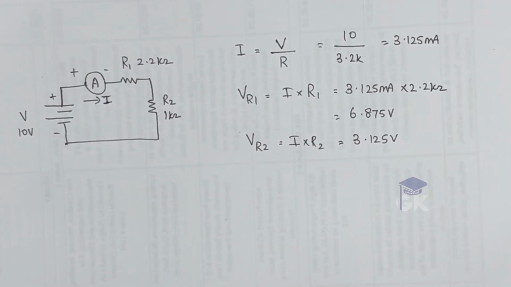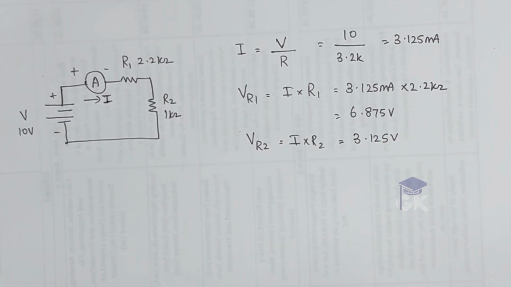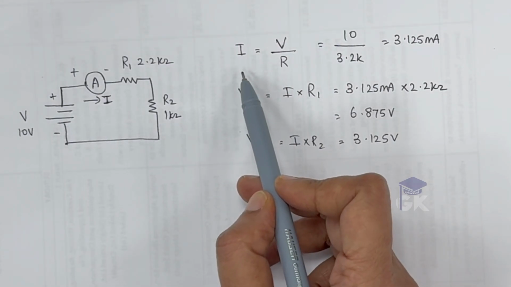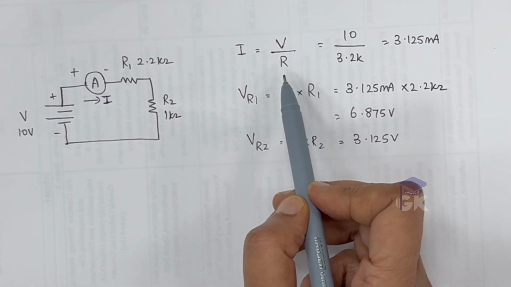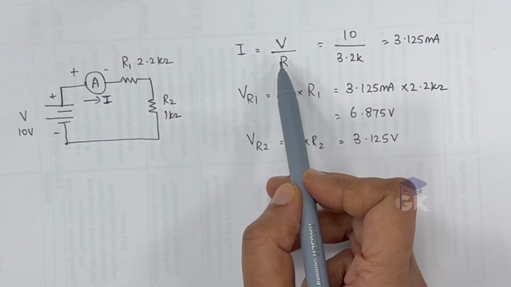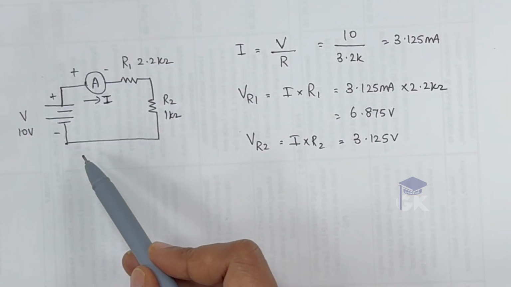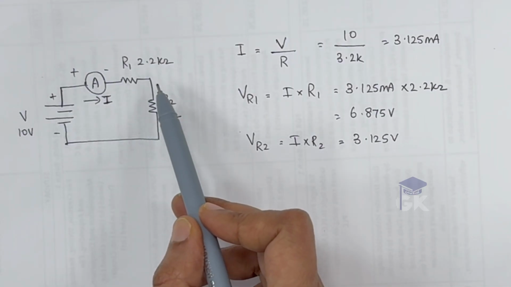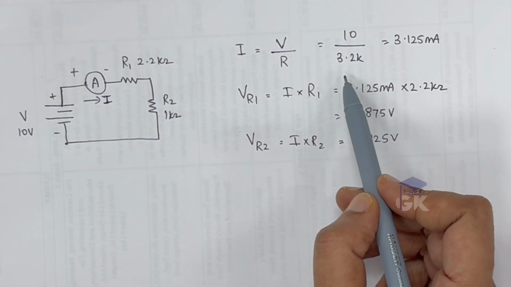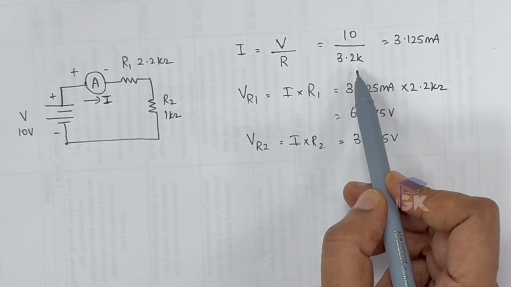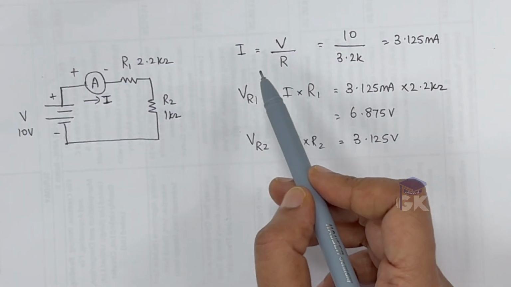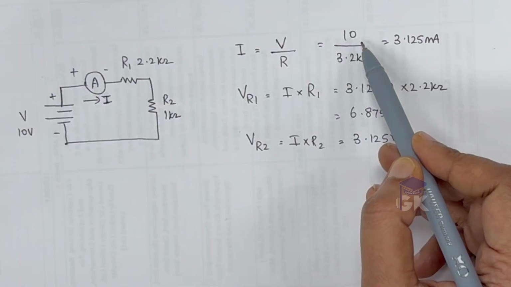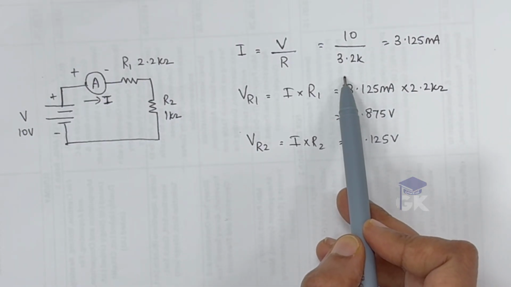Okay. So from Ohm's law, the current I in the circuit is equal to V divided by R. According to the circuit, the voltage is 10 volts and the total resistance in the circuit is 2.2 kilo ohm plus 1 kilo ohm, which is equal to 3.2 kilo ohm. So when we apply Ohm's law, my current I is equal to V by R, which is 10 divided by 3.2K, which tallies to 3.125 milliampere.